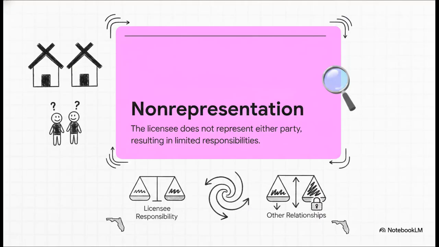Under a no-brokerage relationship, you, the licensee, simply do not represent either party in the transaction. And because of that, your legal responsibilities and your liability drop significantly. Now, you won't see this used everywhere in the real estate world, but some brokerages actually prefer this specific business model precisely because it drastically minimizes the liability they have to take on.